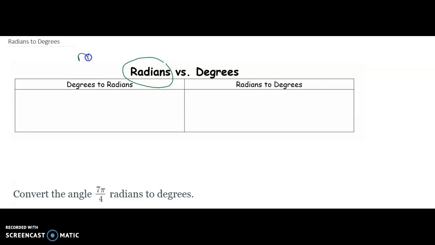A radian is another measure of degrees. Radians are usually referred to as theta. So sometimes you'll see that symbol right there. It just means it's theta. It's just another symbol for saying x, same thing. So don't be intimidated when you see the symbol theta instead of x. But radians just measure degrees.